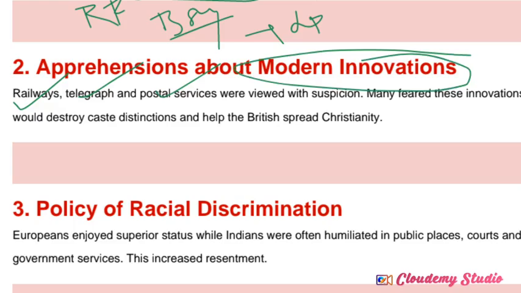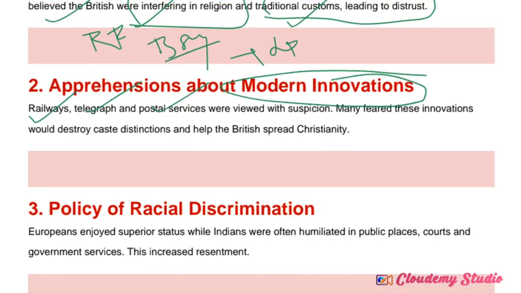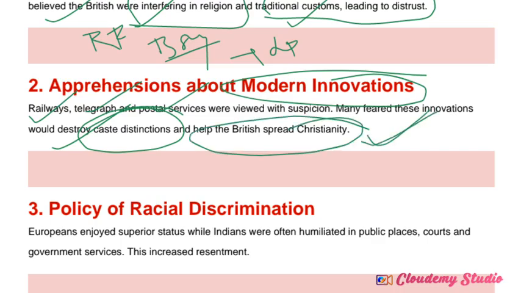So when they started to introduce railways, the telegraph system and the postal services, many Indians started to get fear about all this modern innovation actually. So what about that fear then? They started to think that, based on the railways, telegraph system and postal services, the Britishers were trying to destroy the Indian caste distinctions, the Indian caste system, and help the British to spread Christianity. They started to think that all these innovations were being introduced to spread Christianity in India. So based on this misunderstanding about the modern innovation, Indians started to raise their voice against the Britishers.